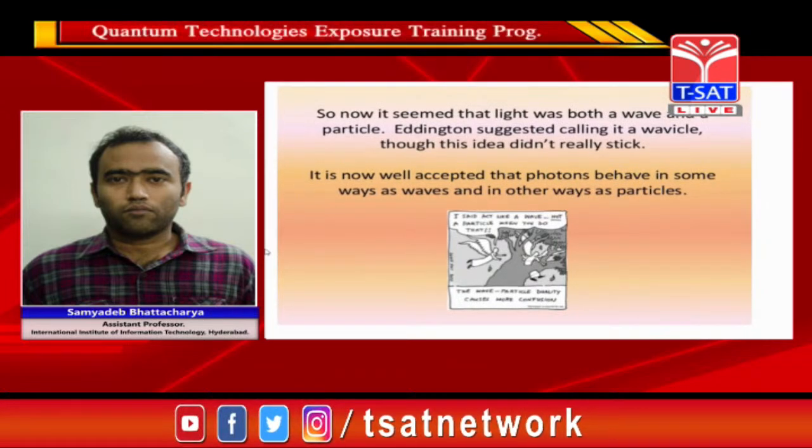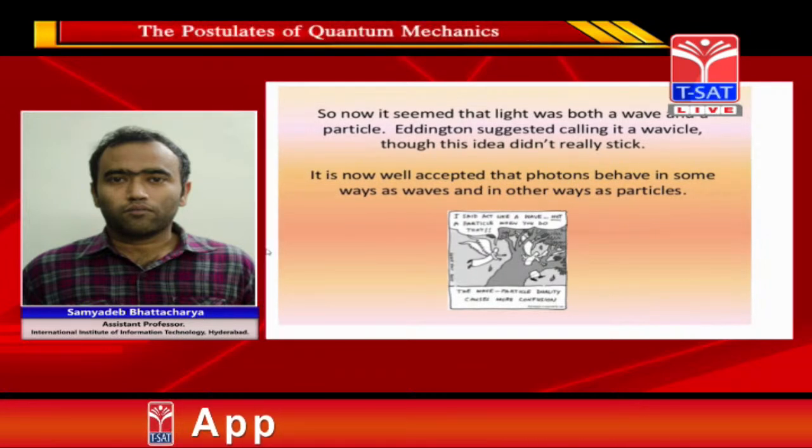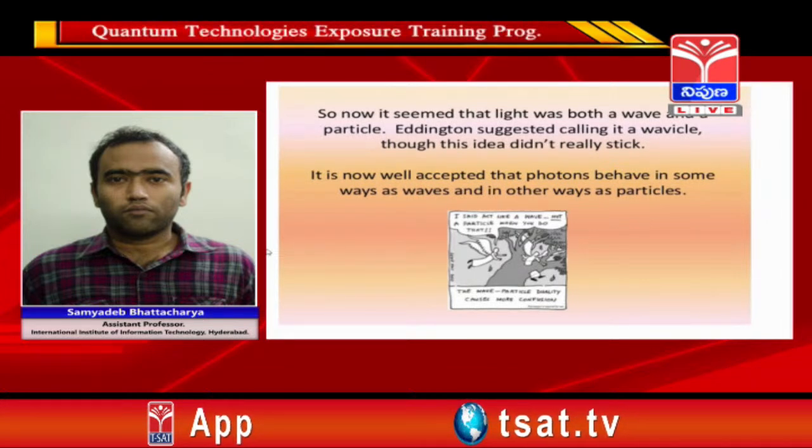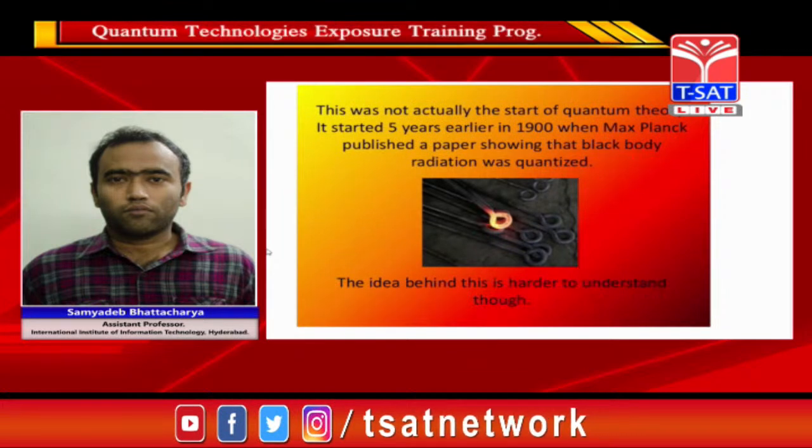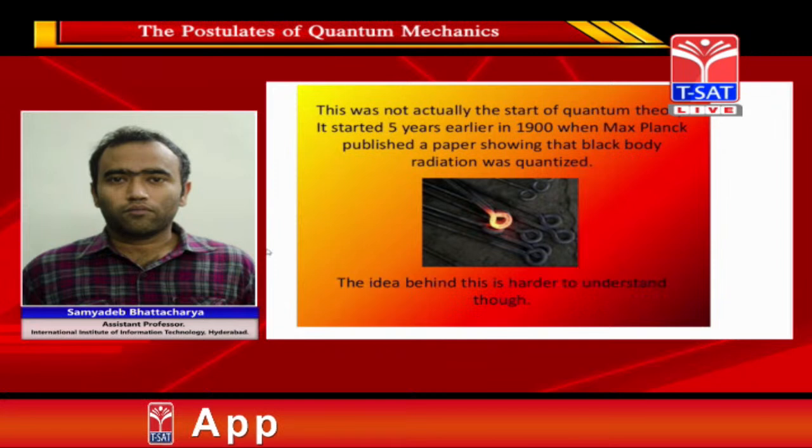A physicist named Eddington suggested calling it a wavicle. Anyway, it is now well accepted that photons behave in some ways as waves and in other ways as particles. Similarly, it has been shown that electrons, which were primarily understood as particles, also have wave nature.